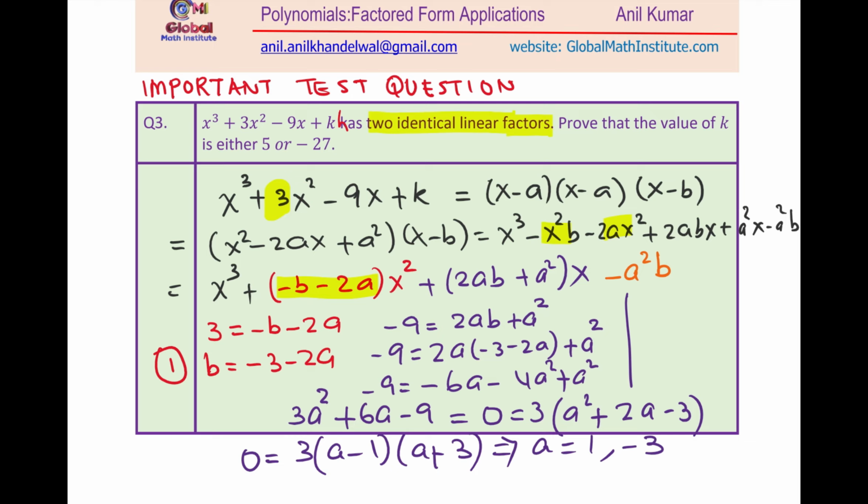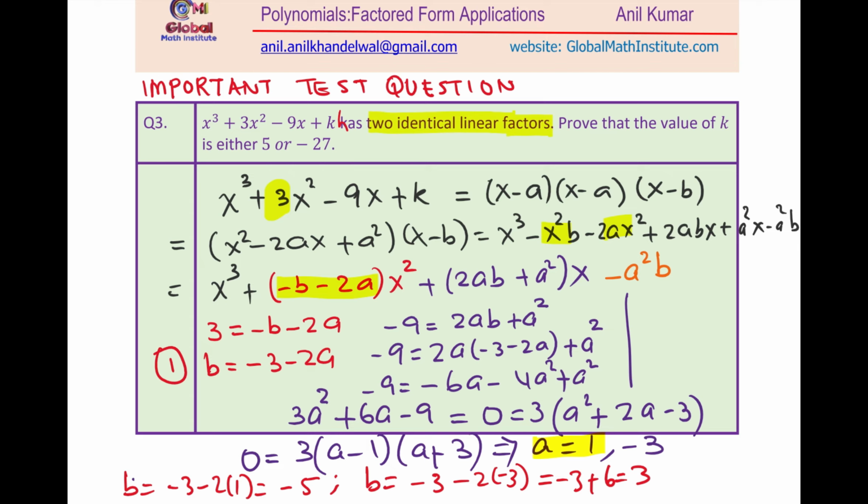So if a equals to 1, then b is equal to what? So if a is equal to 1, in that case, what is b equals to? Substitute 1 here for a. We get minus 3 minus 2 times 1, and that is minus 5. And as far as a equals minus 3 is concerned, then in that case, b is equals to minus 3 minus 2 times minus 3. And that gives us minus 3 plus 6, which gives you 3. So we have two sets of values of a and b.